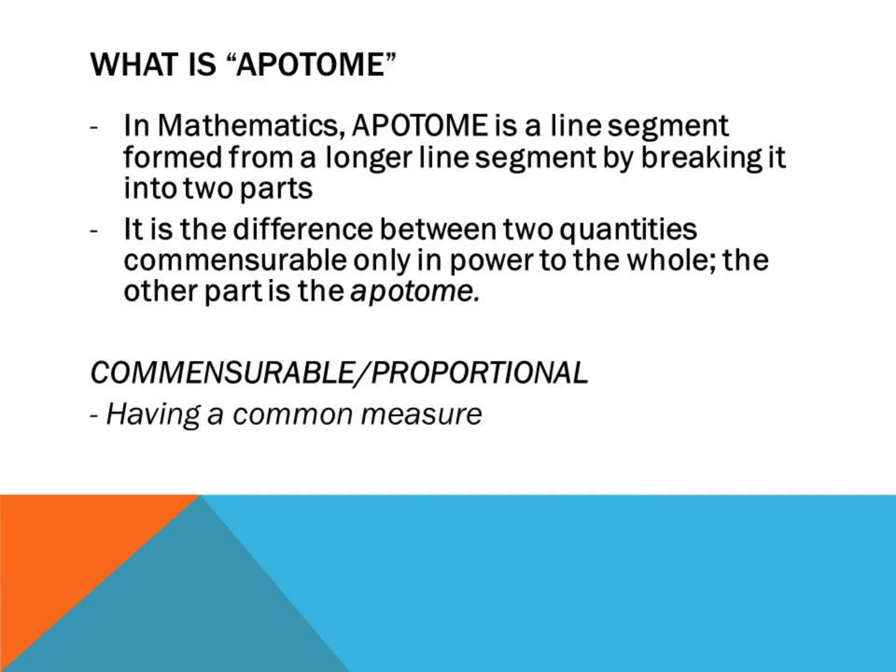Recently, we always mention the word apotome. So, what is an apotome? In mathematics, an apotome is a line segment formed from a longer line segment by breaking it into two parts, just like what we talked about lately in the example. It is also the difference between two quantities commensurable only in power to the whole. The other part is the apotome. When we say commensurable or proportional, it means they have a common measure.